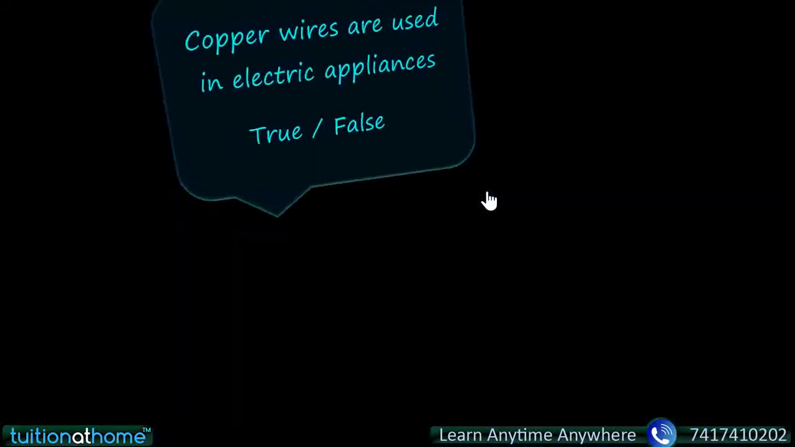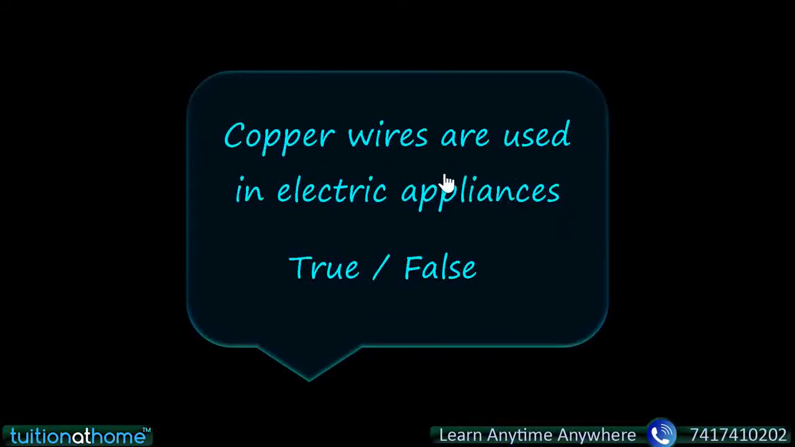Next, we have: copper wires are used in electric appliances. Is it true or false? Copper wires are used in electric appliances. Well, you get such questions, students, so first understand what the requirement of an electric appliance is. The requirement here is that if something conducts electricity, only that we will put in the electric appliance, correct? That kind of wires will only be used.